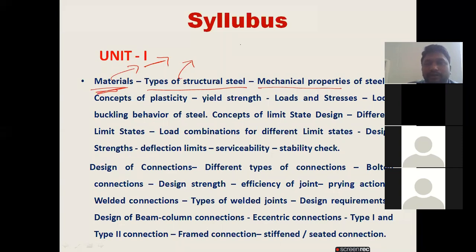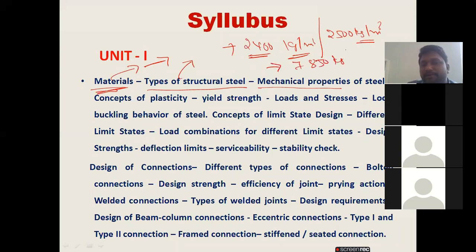For example, for plain concrete we use 2400 kg per cubic meter. For reinforced concrete, we use 2500 kg per cubic meter. That is the unit weight. But for steel, we use 7850 kg per cubic meter. So all of you remember this one, 7850.